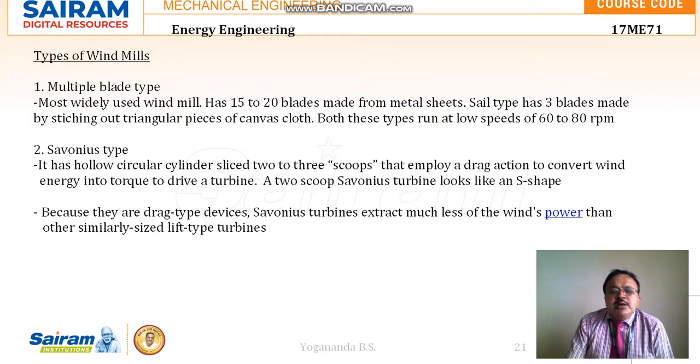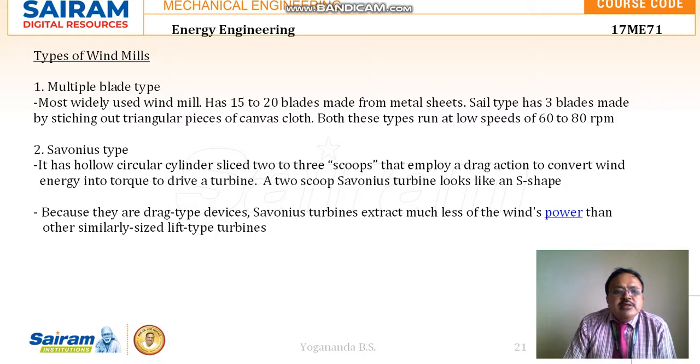So that they employ the drag action. When the wind is blowing in the horizontal direction, the drag action takes place to convert the wind energy into torque. This windmill is connected to the turbine.